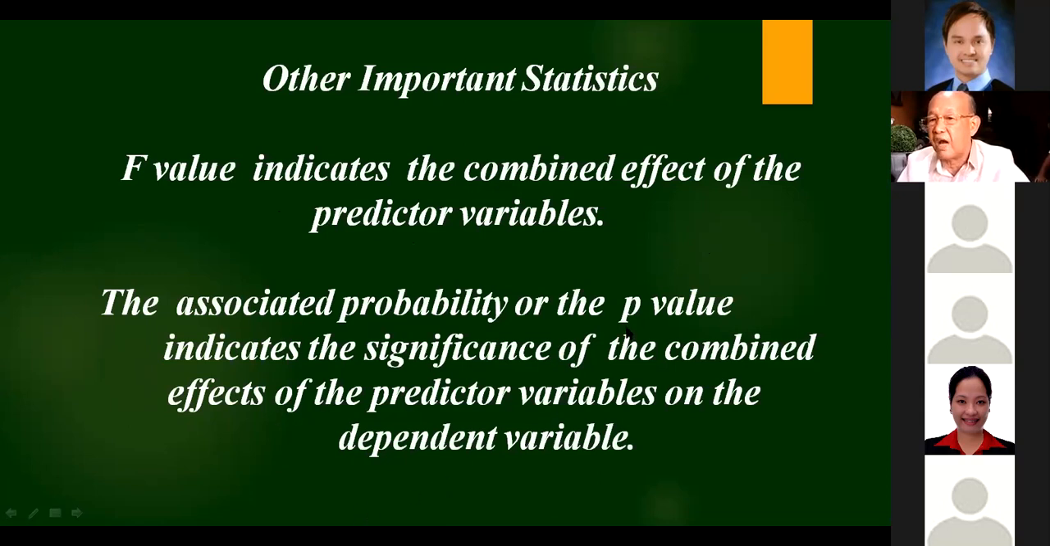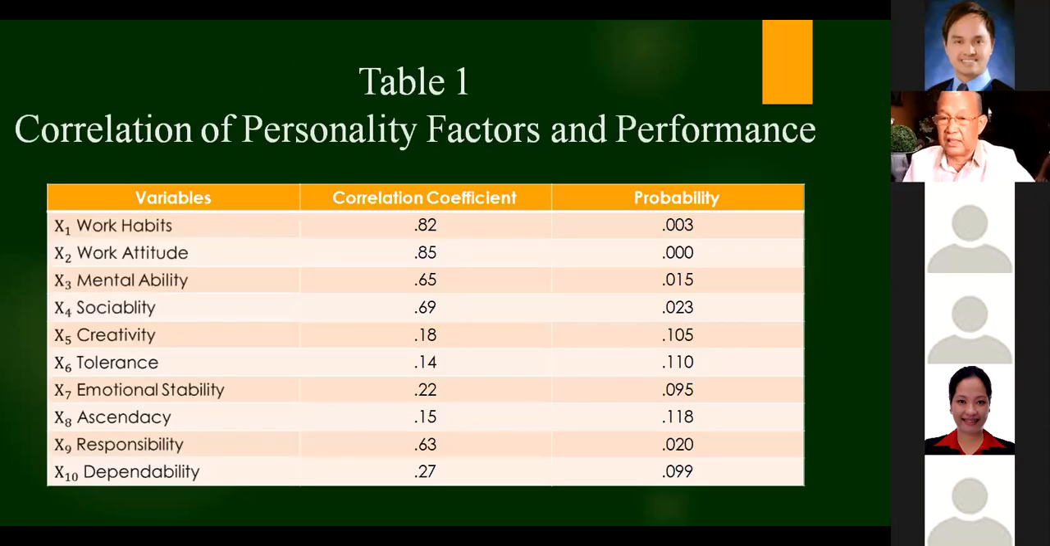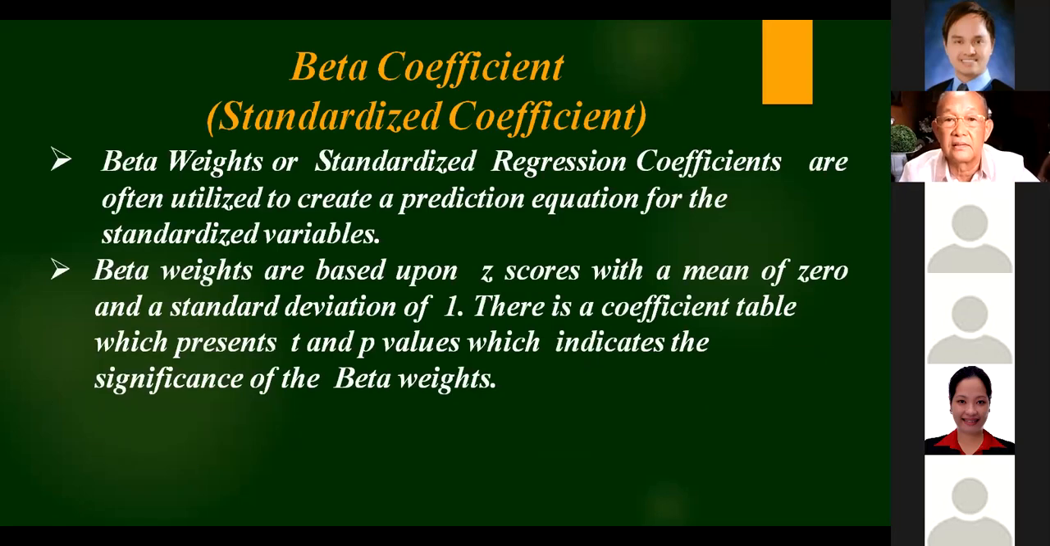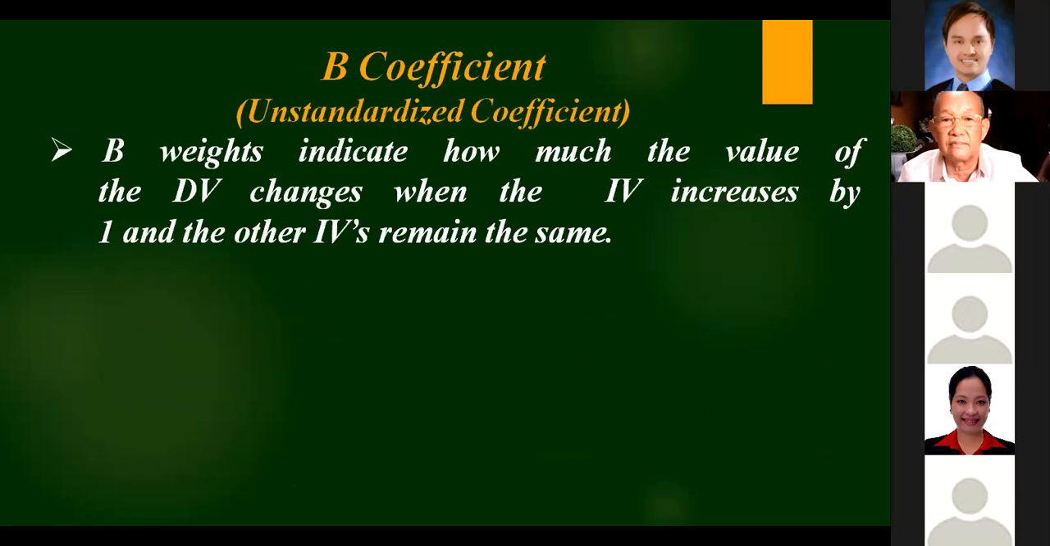How do you know whether the F value is significant or not? Titingnan natin yung p-value. If the p-value is less than alpha of 0.05, our decision is to reject the null hypothesis and to conclude that the combined effects of the independent variables are significant to the dependent variable. Maybe you will understand it better if I give you an example. Kanina, yung binigay ko sa inyo example, no? I hope you still remember kanina. Yung illustrative case natin.